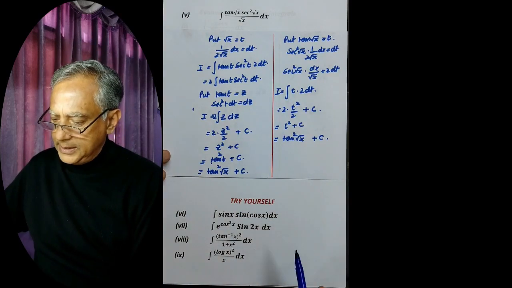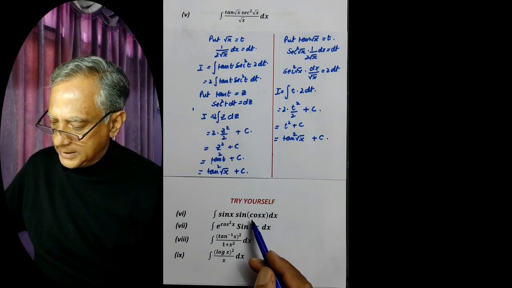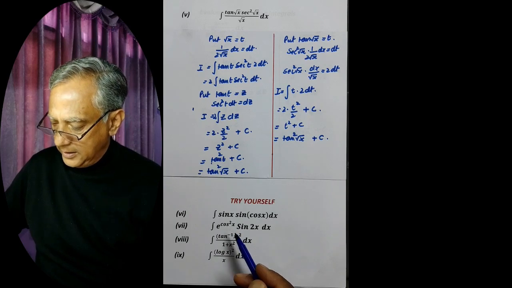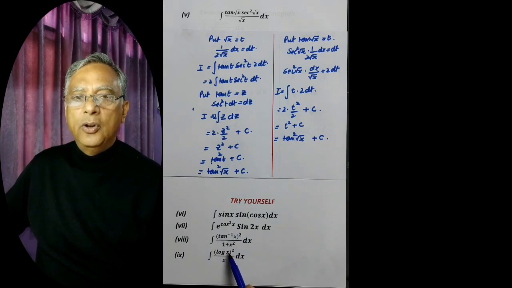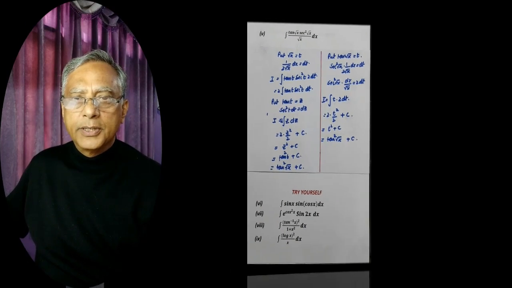Now these questions you can try yourself. In this, the inner function is cos x. In this, the inner function is cos square x. In here, the inner function is tan inverse x. Here the inner function is log x. So substitute these and simplify these questions.